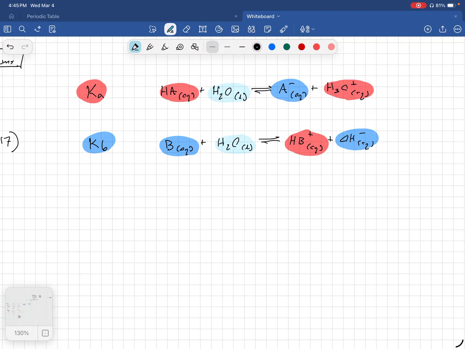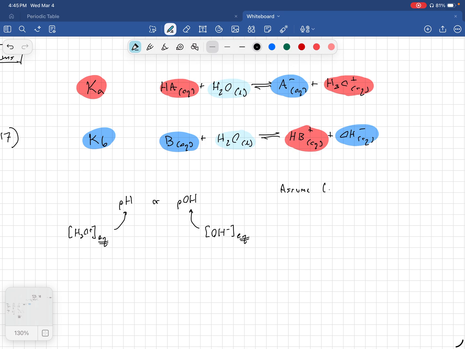Now, the other wrinkle in this is, if we talk about pH or pOH, we need the equilibrium concentration of H3O plus to calculate pH and the equilibrium concentration of OH minus to calculate pOH. Lastly, we are going to assume that the initial concentration of H3O plus, or the initial concentration of OH minus, depending upon the problem, is 0.